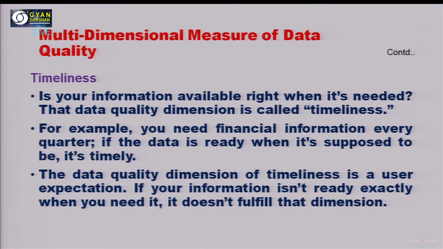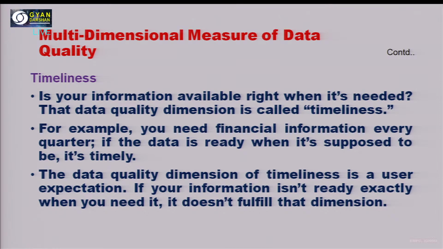Then we talk about timeliness. Is your information available right when it is needed? For example, you need some financial information every quarter. If the data is ready when it is supposed to be, then it is timely. But if you need data from, say, 2021, and right now you only have data from 2022 to 2023, and your system doesn't have data from 2020 to 2021, that means you don't actually have timely updated data.